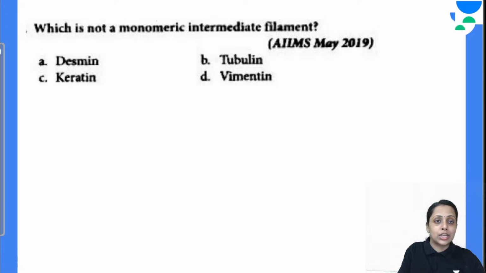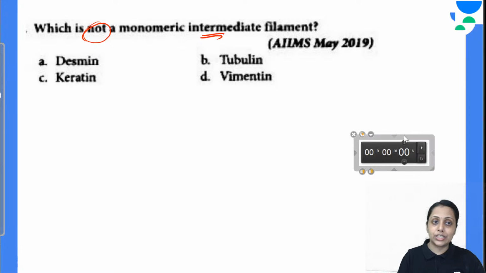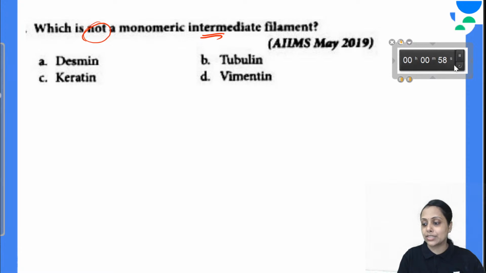Which of the following is not a monomeric intermediate filament? Desmin, tubulin, keratin, or vimentin? Which of the following is not an intermediate filament?